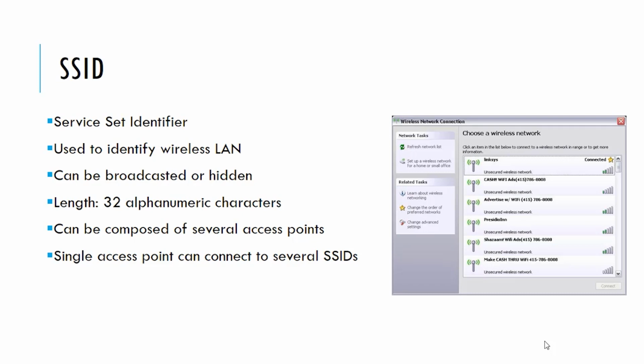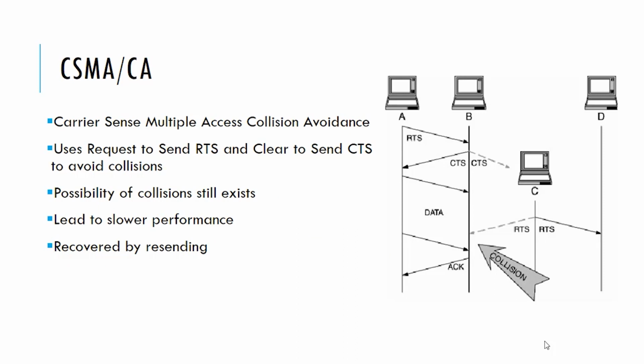If you will connect to a hidden network, you need to know two pieces of information: the name of the network and the password. Meanwhile, if you will connect to a broadcasted SSID, you need only to know the password, and you will find the name broadcasted and you just click on it to be connected. The length of the SSID can reach 32 alphanumeric characters. It can be composed of several access points. Several access points can serve the same SSID, can connect devices to the same SSID. A single access point as well can connect to several SSIDs. According to the configuration of this access point, it can connect devices to many SSIDs, many names of networks, through the same access point.